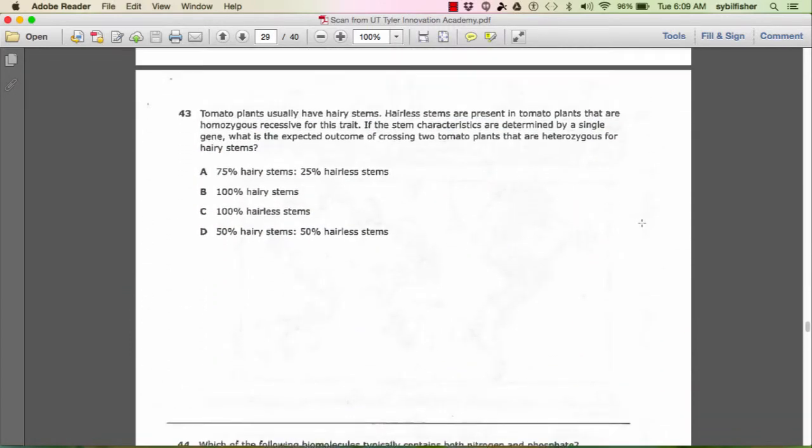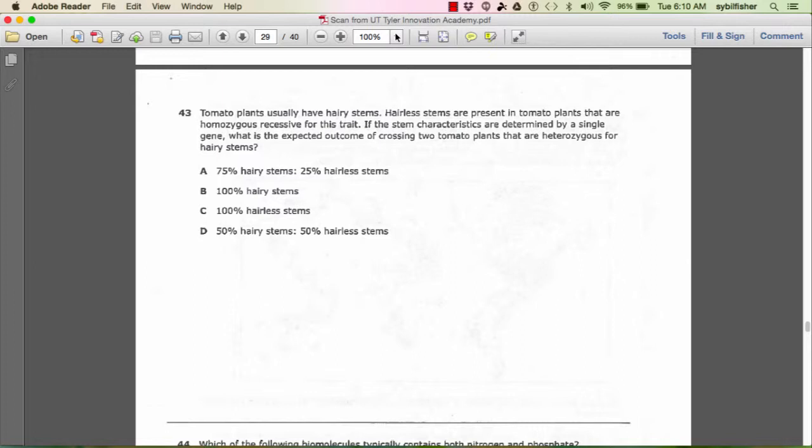Number 43. Tomato plants usually have hairy stems. Hairless stems are present in tomato plants that are homozygous recessive for this trait. If the stem characteristics are determined by a single gene, what is the expected outcome of crossing two tomato plants that are heterozygous for hairy stems?